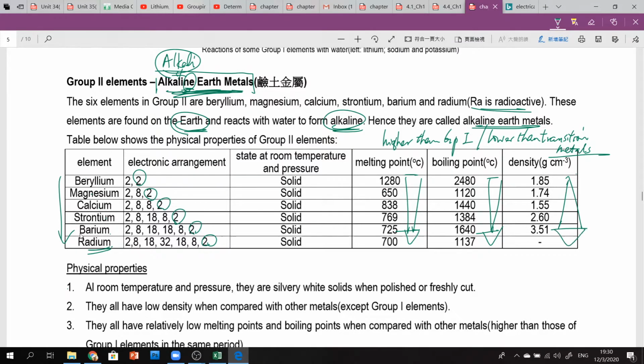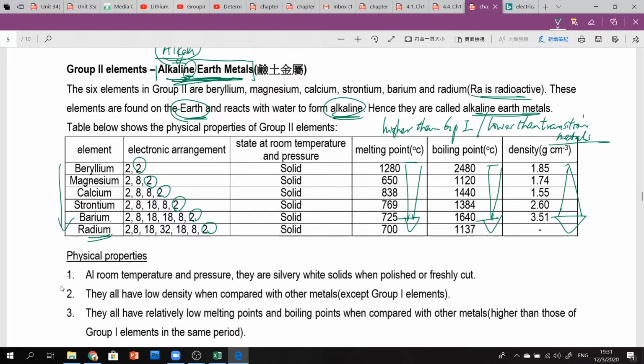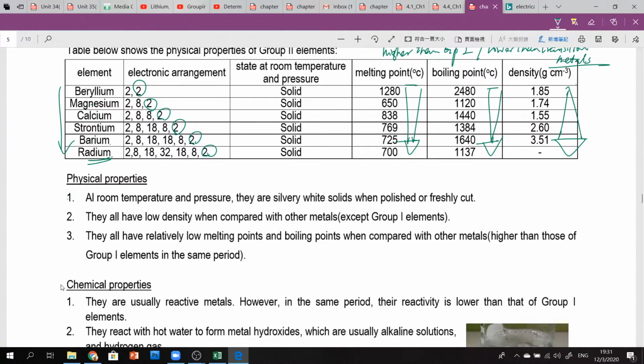They no longer float on water, and their density is generally higher than group 1 but lower than transition metals. For the physical properties, first of all, they are silvery white solids when freshly polished or freshly cut. Density is higher than group 1 but lower than transition metals. So I would like to repeat that once: compared with transition metals, it is lower, and compared with group 1, it is higher.